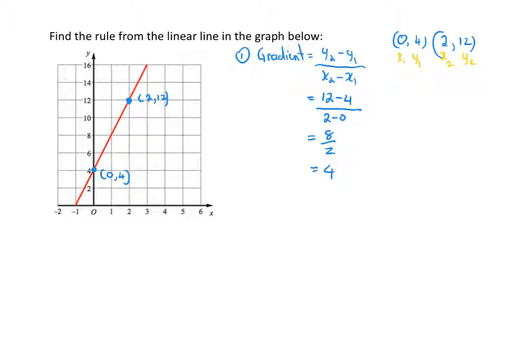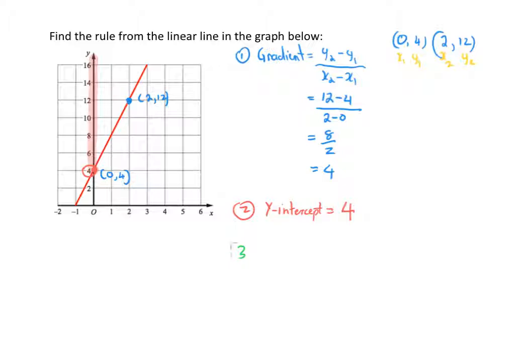The second step is going to be to find the y-intercept. And to find the y-intercept, what I want to do is start at the top of my y-axis and work my way down until I hit the linear line. So I'm going to go all the way down and stop when I hit the linear line and see what the value is. And this time the value is going to be 4. So my y-intercept is equal to 4.